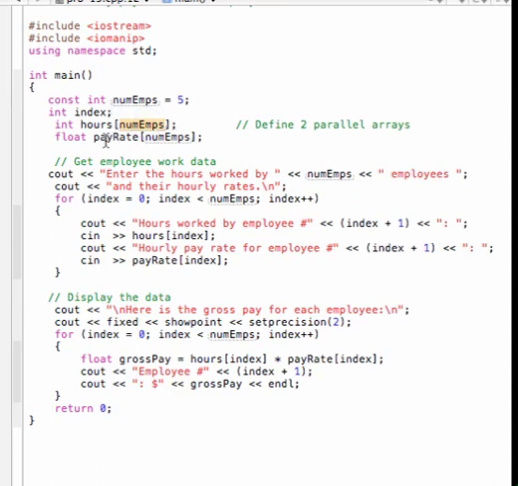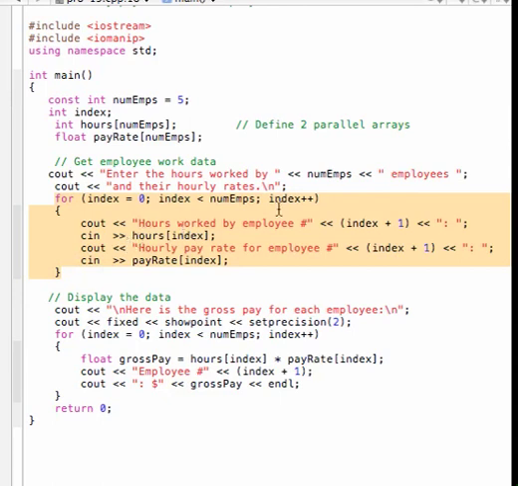And I've got another array called payRate, it's of type float, and it's 5 things big. Now, it says, enter the hours worked by 5 employees and their hourly pay rates. So you notice I have a for loop here. And the purpose of this for loop is to fill 2 different arrays.